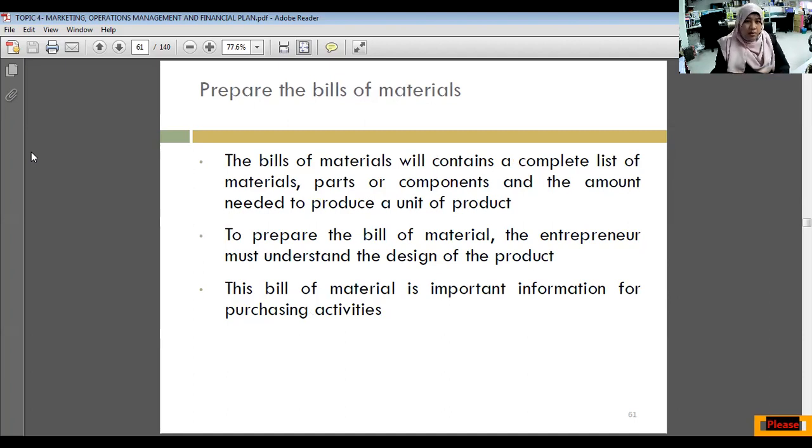Prepare the bills of the materials. Okay, the bills of the materials will contain a complete list.